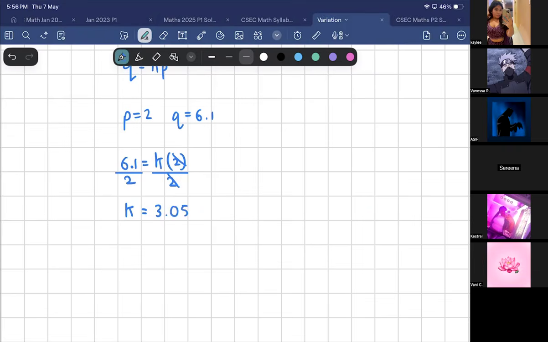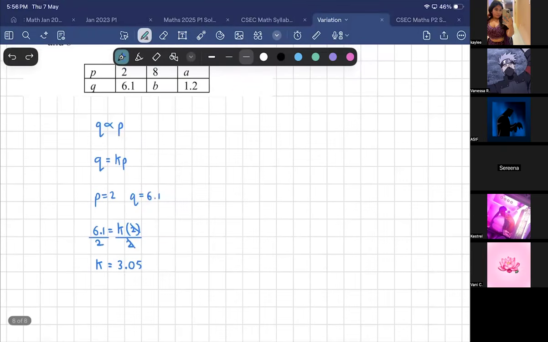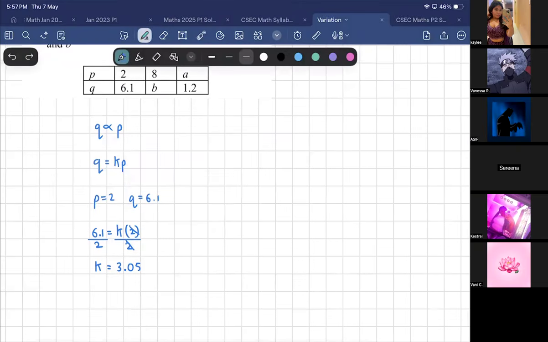Yeah, 3.05. Nice. And so your next step is typically to write a complete relationship. Because remember, Alexia, this was a general statement. I can tell you Q is proportional to P, but it doesn't tell you by how much. So that's why we read the next line, which tells us by how much. Q is equal to KP. We don't know what K is, but we found K. So now we can write the full statement linking Q to P. So Q would just be how much times P?